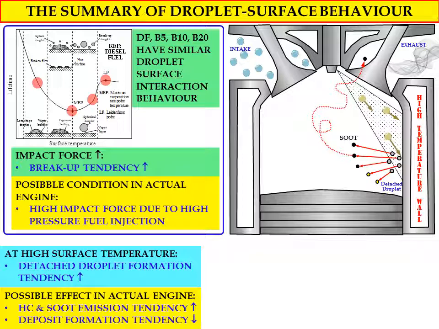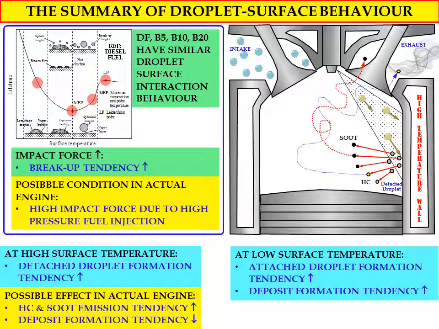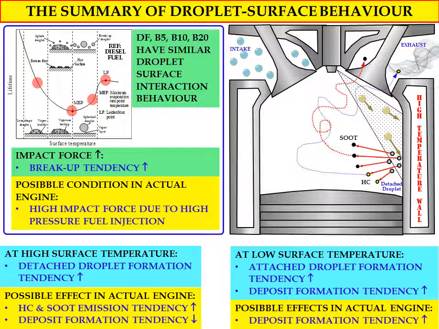And part of the detached droplet that does not change into soot will sometimes be released through the exhaust pipe, and this droplet we consider as hydrocarbon emission. So that's why if this condition occurs, where the droplet detaches from the surface of the combustion chamber, hydrocarbon and also soot emission will increase, and under this condition the deposit formation will decrease. However, at low surface temperature, attached droplet formation tendency increases and deposit formation will increase. So a possible effect in the actual engine is that the deposit formation tendency will increase if the surface temperature is very low.